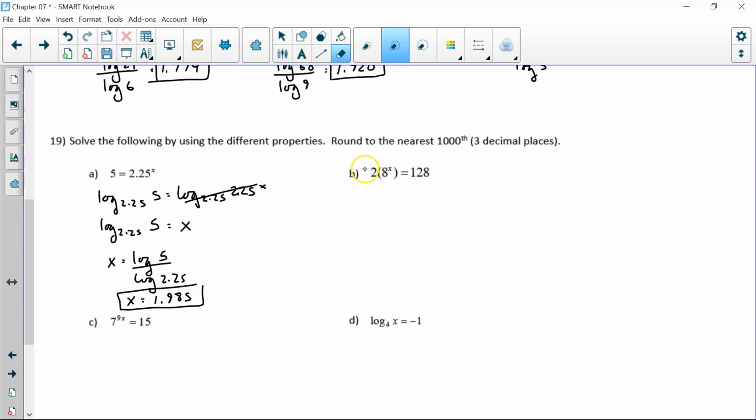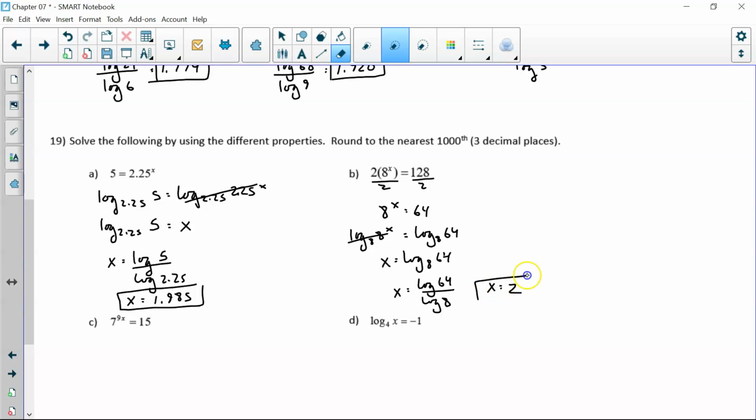Now for number 19b, we're going to divide both sides by 2 first. 8 to the x equals 64. Now, what you could do is then take the log base 8 of both sides. Log base 8 of 8 to the x, log base 8 of 64. The log base 8 of 64 is x. So x equals the log of 64 divided by the log of 8. And when you type that in, you actually get a nice answer. X equals 2, an exact number.